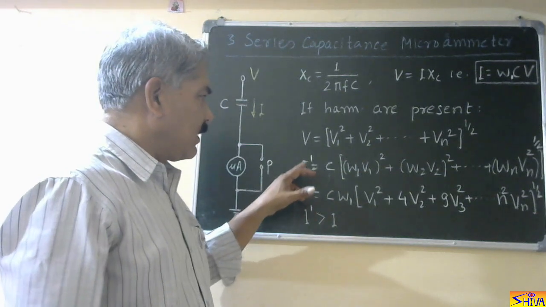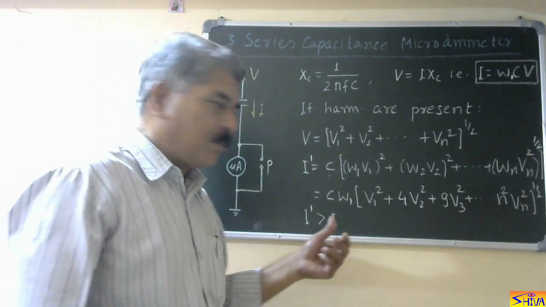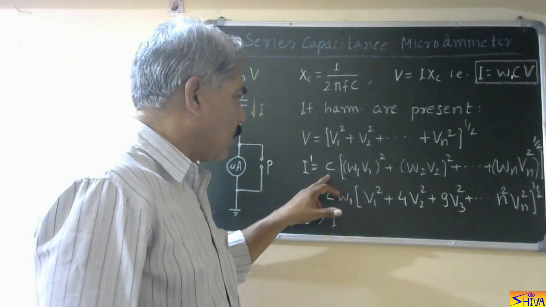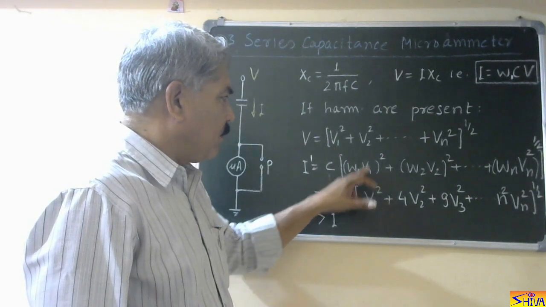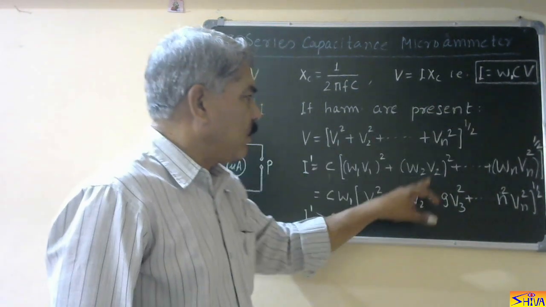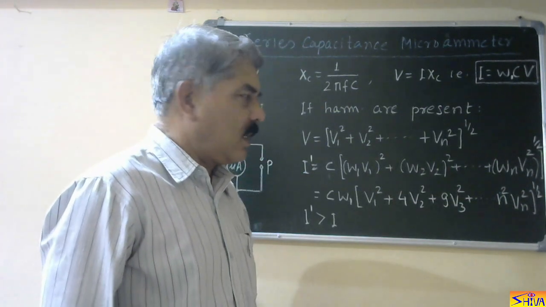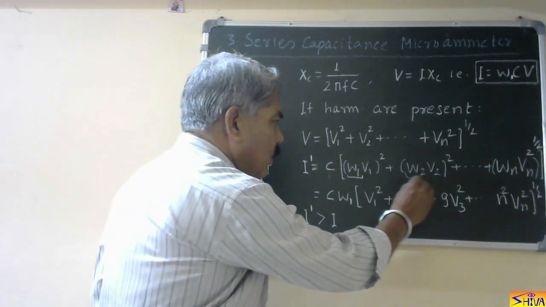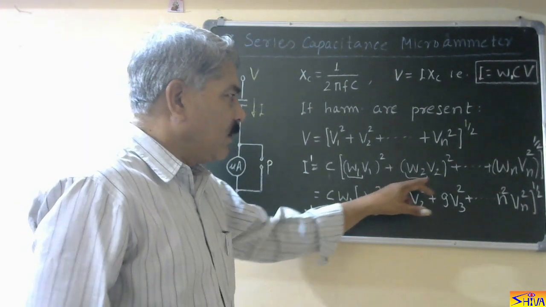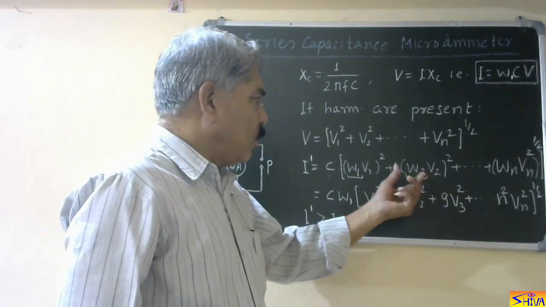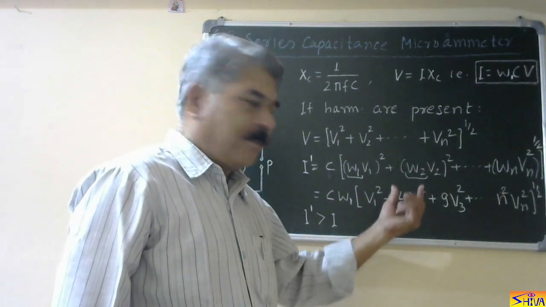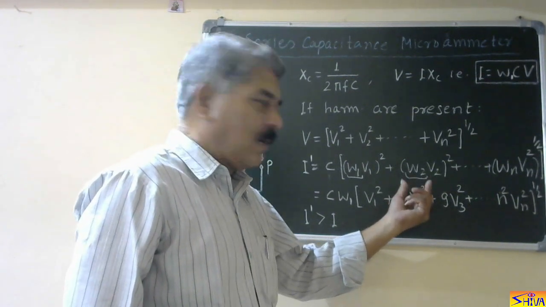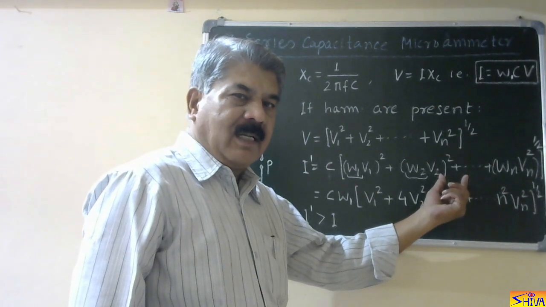So let us say I dash is the current which is measured due to presence of harmonics. The formula is omega CV. C is constant, so we can take it out common. So it is C times the square root of omega 1 V1 square plus omega 2 V2 square up to omega n Vn square. Here omega 1 corresponds to 50 Hz. Omega 2 corresponds to second harmonic, that is 100 Hz. Third harmonic is 150 Hz. So omega 2 can be written as 2 times omega 1 because it is 100 and this is 50. Similarly, third harmonic can be written as 3 times omega 1.